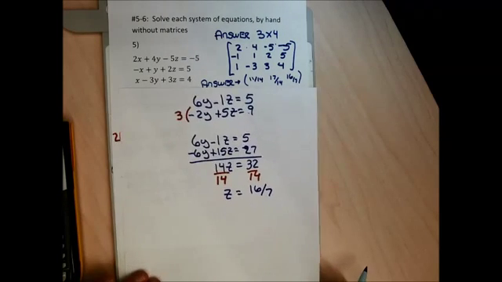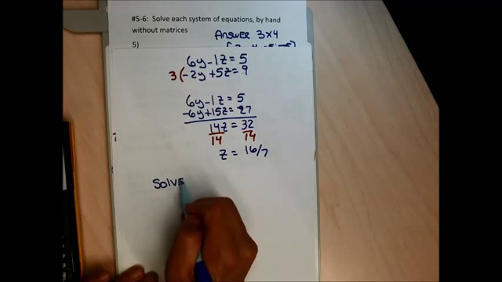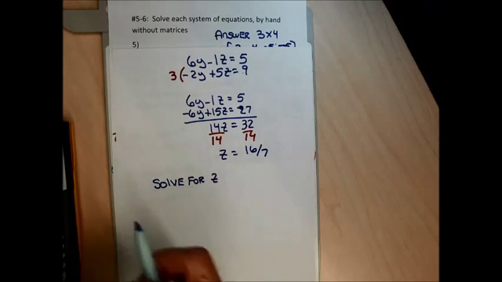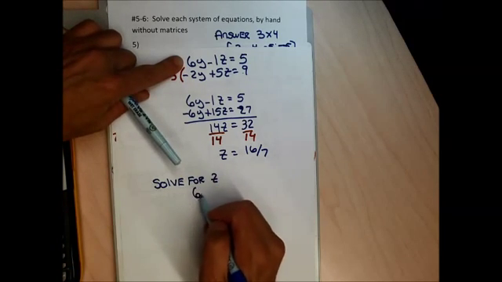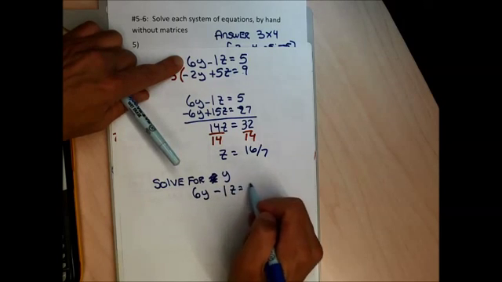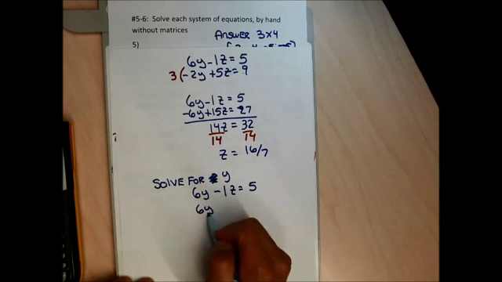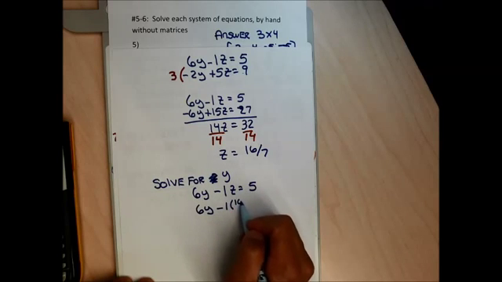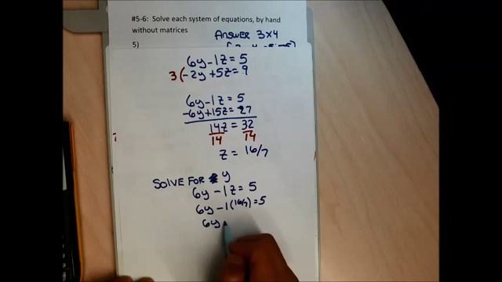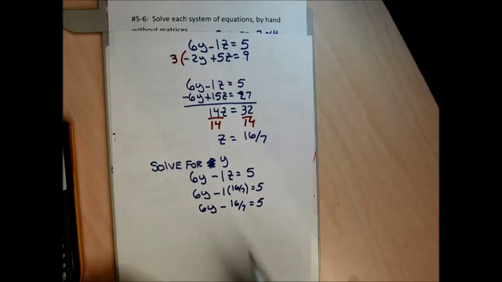Now I need to solve for y. To solve for y, I can pick any equation that has a y, preferably one that just has a y and a z, preferably one that has a positive in front of the y. I'm going to use this one. I'm going to use 6y minus 1z equal to 5, and now I'm going to plug in 16 over 7 for z. So I'm going to get 6y minus 1 times 16 over 7 equals 5. This is going to give me 6y minus 16 over 7 equals 5, and now I'm not going to cheat, but I'm going to use my calculator.